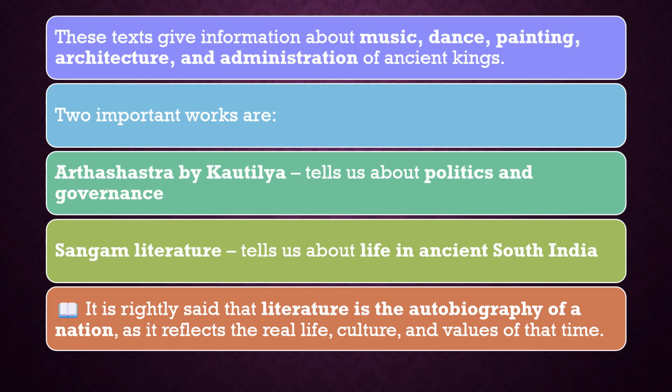Texts covered in the previous slide give us information about music, dance, painting, architecture and administration of ancient kings. There are two important works. Arthashastra, which is written by Kautilya, tells us about politics and governance. Sangam literature tells us about life in ancient South India. It is rightly said that literature is the autobiography of a nation. Isn't it true? Really, as it reflects the real life, culture, and values of that time.